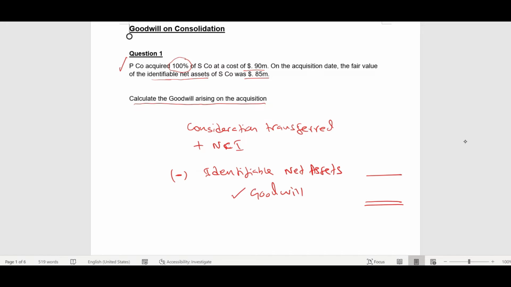How much is the consideration transferred? 90 million is the amount paid to acquire S company by P company. Where is the non-controlling interest? There is no non-controlling interest because it is a 100% acquisition. How much are the identifiable net assets? 85 million, the value of S company at the time of acquisition. Therefore, the goodwill is 5 million.